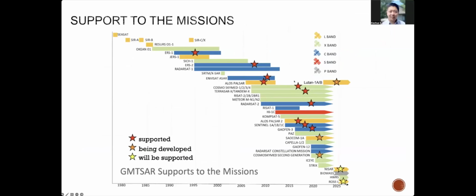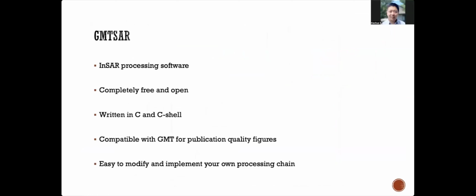And in the future, we'll be supporting NISAR and also Biomass maybe, and also Lutan, which is a Chinese L-band satellite. So next, I'm going to go through more details about the software itself. So overall, GMTSAR is an open source InSAR processing software.